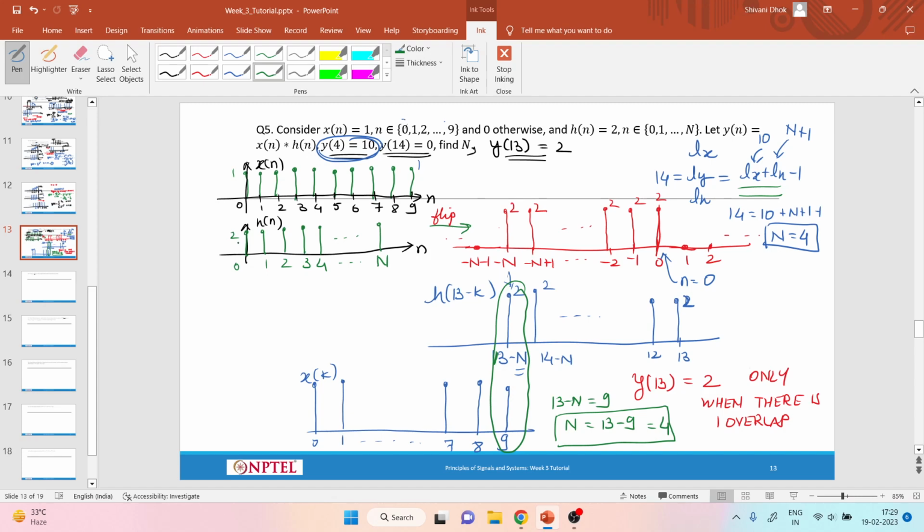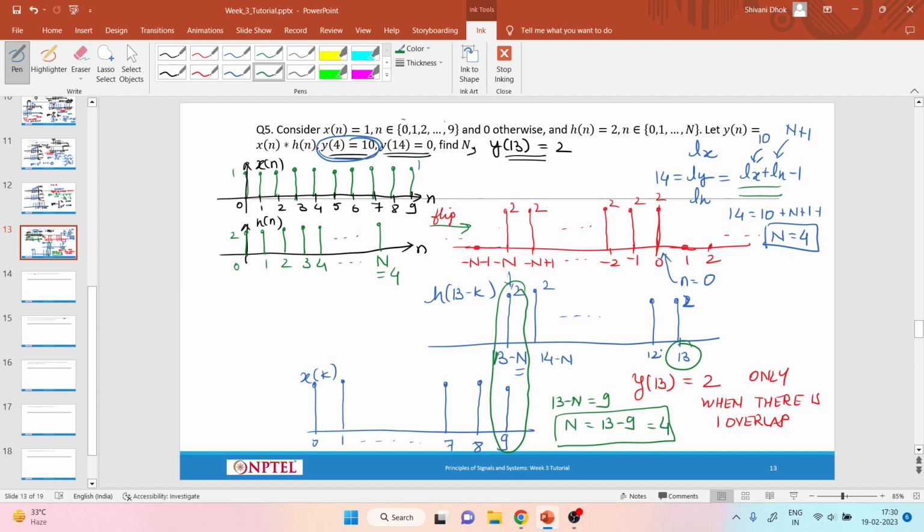And the second thing is, if my input is ending at n equal to 9, and my impulse response is ending at n equal to 4, so here I have obtained this capital N as 4, the last non-zero value of my output will be available at 9 plus 4, that is 13, and that is what I am getting here.